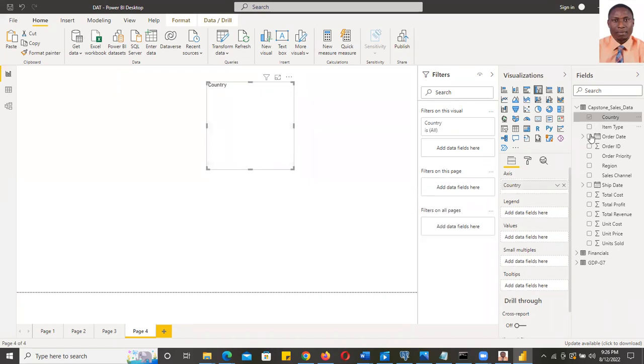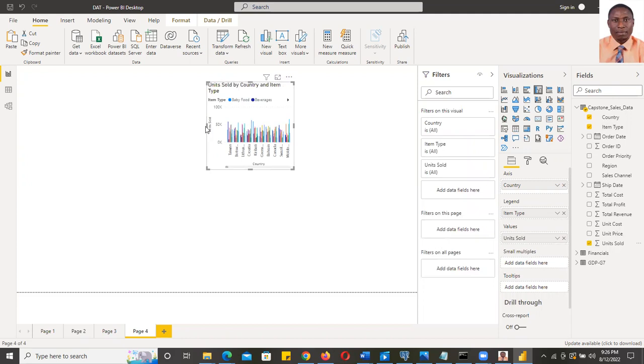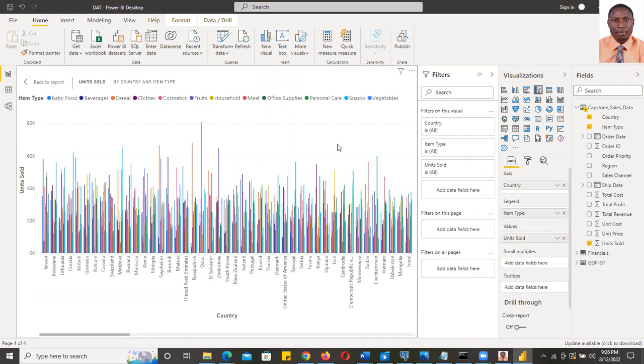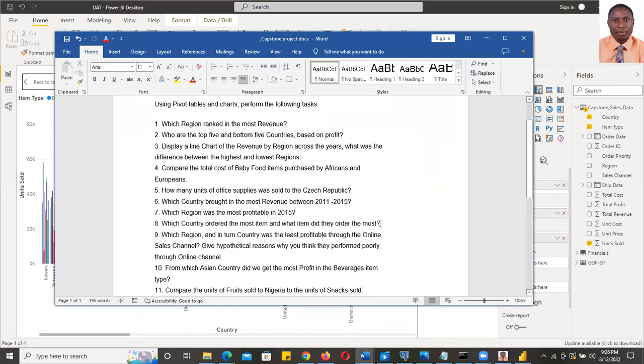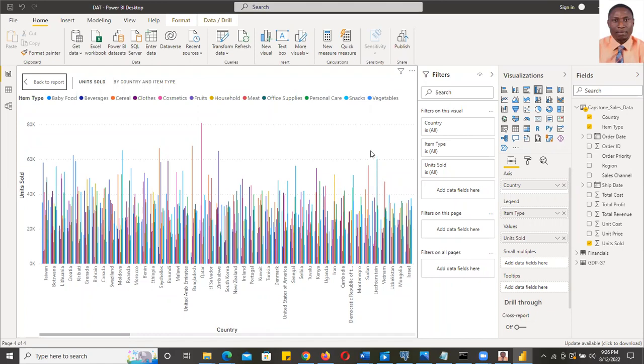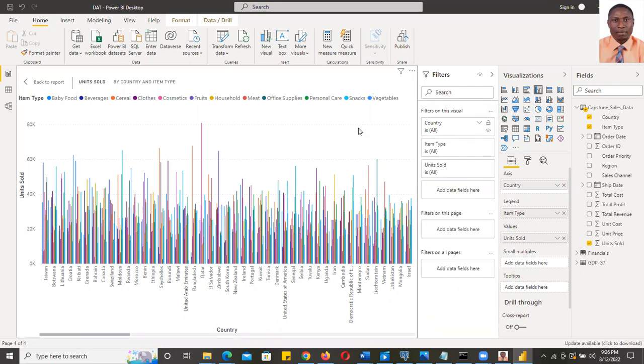Country. Item type, then units sold. Okay, which country ordered the most item? And what item did they order the most? Let's see if I can do sort by units sold. Okay, and when you are sorting, descending order.